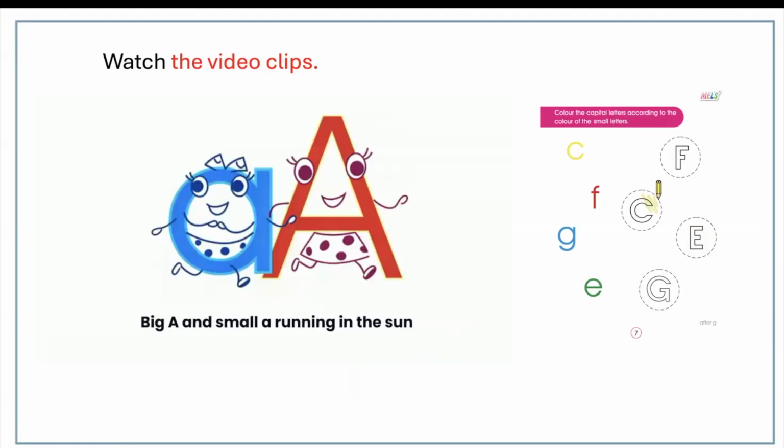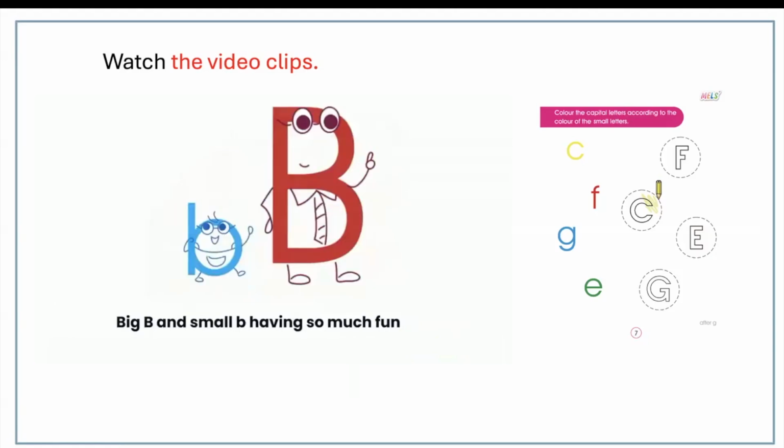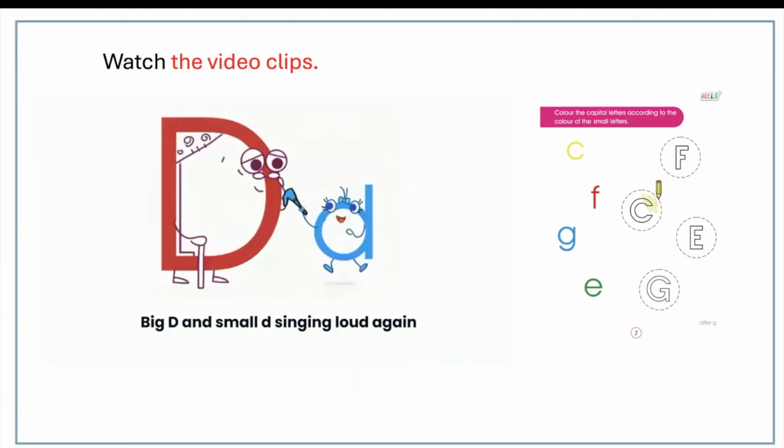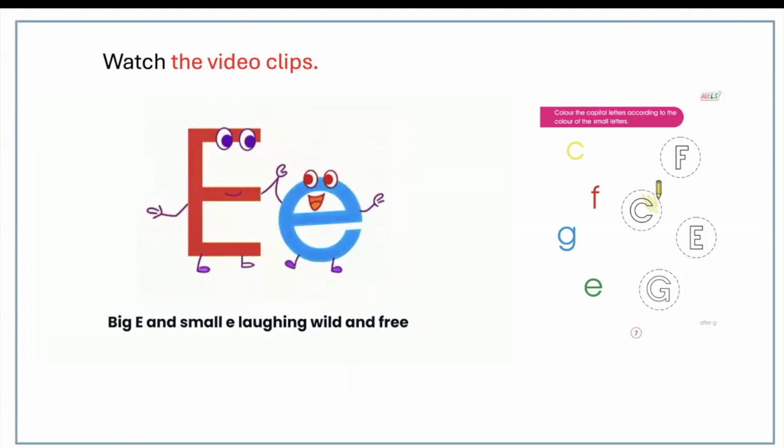Big and small, they running in the sun. Big, big and small, we having so much fun. Big C and small C dancing in the rain. Big B and small B singing loud again. Big B and small B, laughing wild and free.